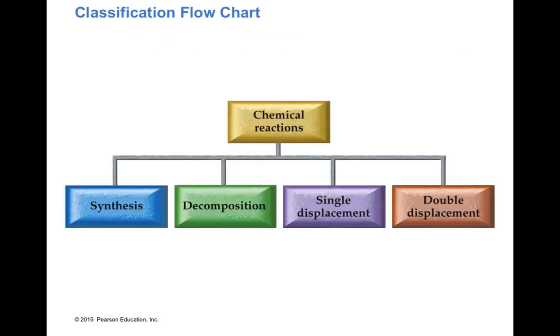So here we have a flow chart of the classification. Synthesis, when you have two molecules and produce just one. Decomposition, when from one you can produce two or more products. The single displacement, most of the time you're going to see a metal displacing a cation of another compound. And the double displacement, when both cations interact with the counter ion of the other compound, inducing this double displacement.